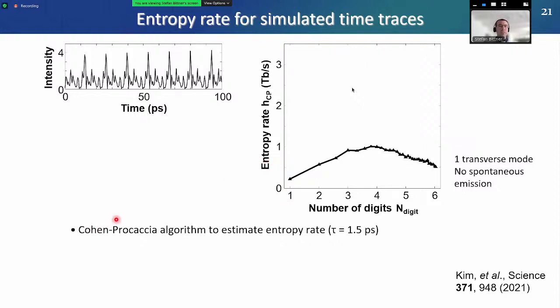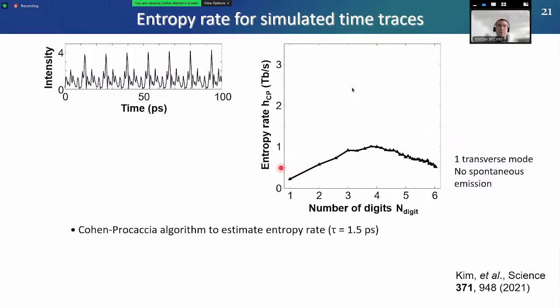So what we did here is to estimate the entropy rate using the so-called Cohen-Procaccia algorithm from the simulated time traces, where we use a sampling time of 1.5 picoseconds, which corresponds to the temporal resolution of our streak camera. Here you see the time trace for the case of a single transverse mode and without spontaneous emission noise.